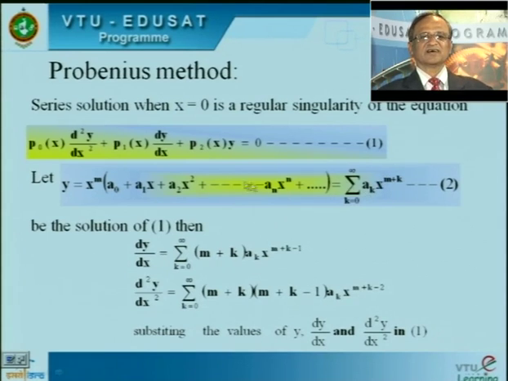Is it clear? Right? So now you want to differentiate this equation, first derivative, second derivative, then you want to substitute in this equation, right? Then you can rearrange the terms. Is it clear? Right? So we shall discuss all these things in the next session.